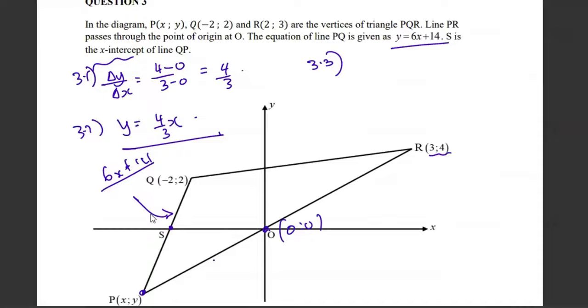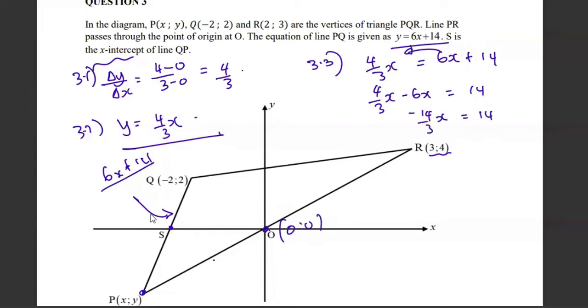Okay, so 4 over 3x should be equivalent to 6x plus 14. Let's move the 6 to that side. So 4 over 3x minus 6x is equivalent to 14. When I do the subtraction, I'm getting negative 14 over 3x is equal to 14, meaning that our x is going to be negative 3.